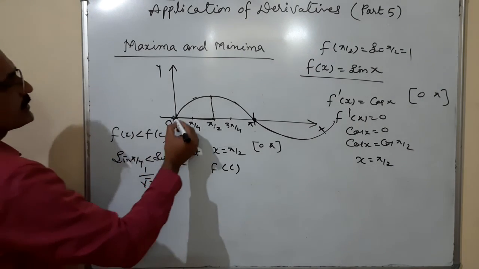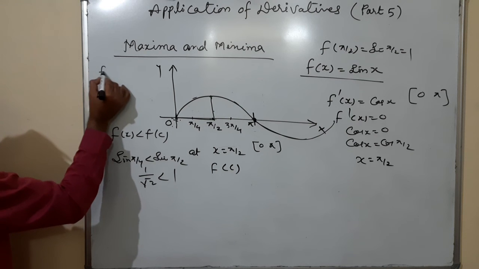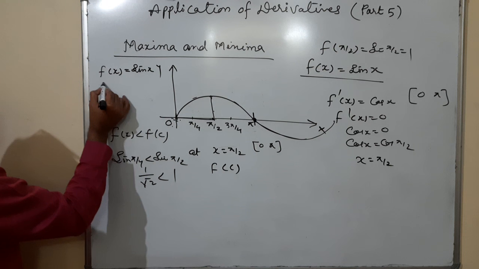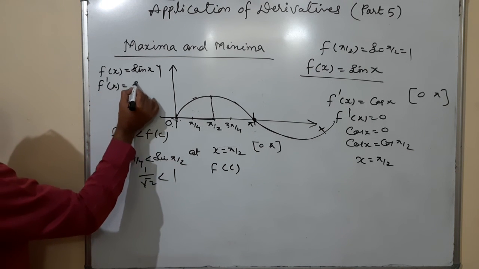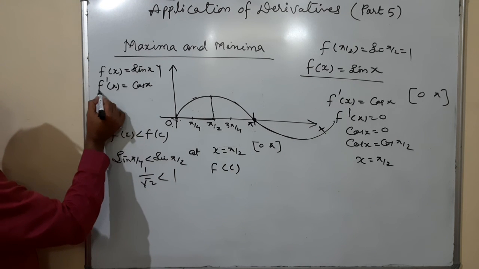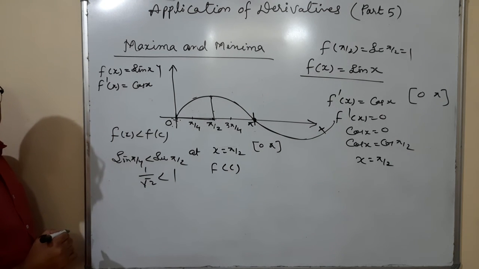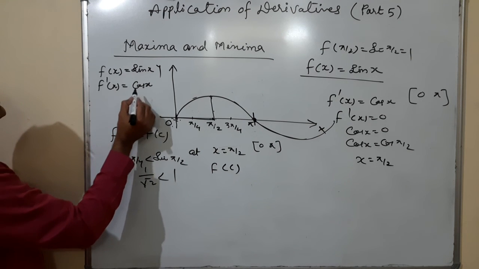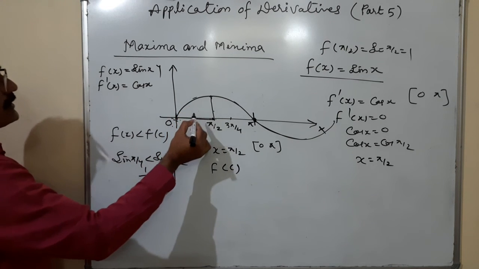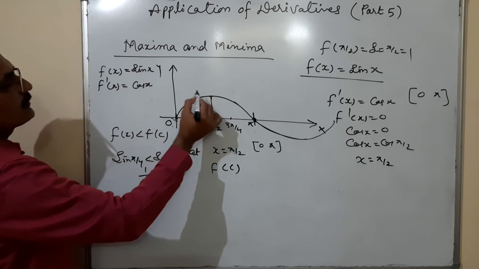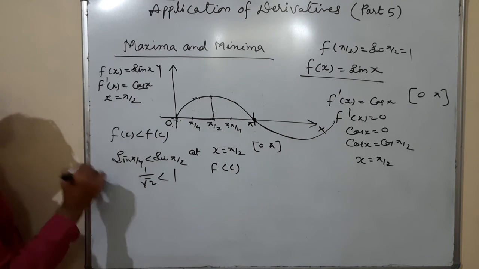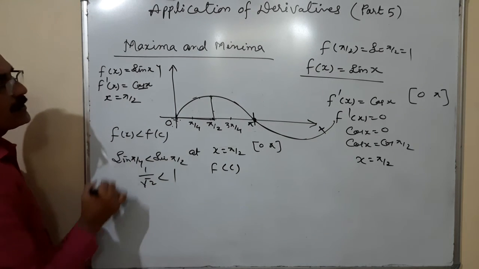Now the same function will be tested by the first derivative test. We have f of x is equal to sine x, and the first derivative f dash x is equal to cos x. What does it mean when f dash x is equal to 0? That means x is equal to pi by 2. So in the first derivative test, x is equal to pi by 2 is coming.